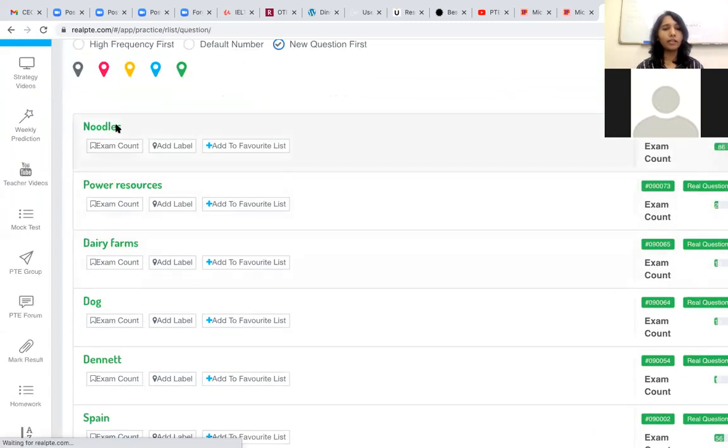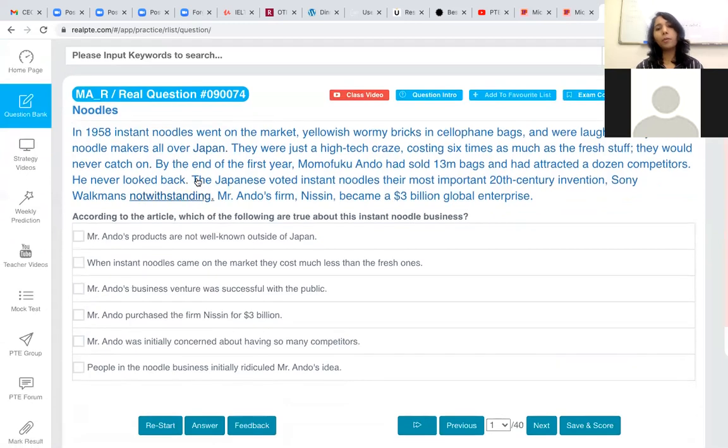We try and answer this question. This is a small passage, well and good. So we read the question statement first. According to the article, which of the following are true about this instant noodle business? We see our time here, a minute and a half is all we can afford, right? So which of the following are true? Pay attention to the first and last sentence in each passage. Instant noodles were laughed at. They were a high craze, six times more than the fresh noodles.